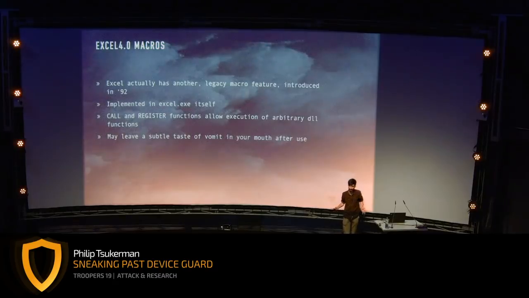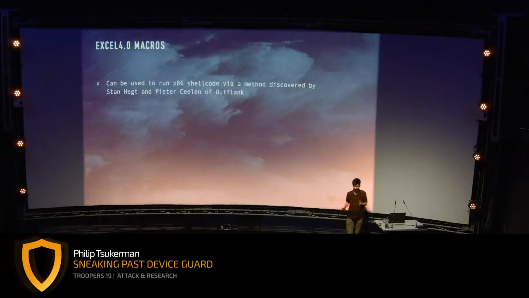But at first, I was not able to actually use it for arbitrary execution, because I was able to run a process, which, well, I can run a PE file. I can't run my PE file because, again, Device Guard. I could run a COM scriptlet, which runs JavaScript, which is instrumented by Device Guard, so I can't do anything. And Stan and Peter from Outflank just recently had this really great DerbyCon talk, and they showed that you could actually run x86 shellcode, which is exactly what I needed for this. So you can actually do this via XL4 macros.